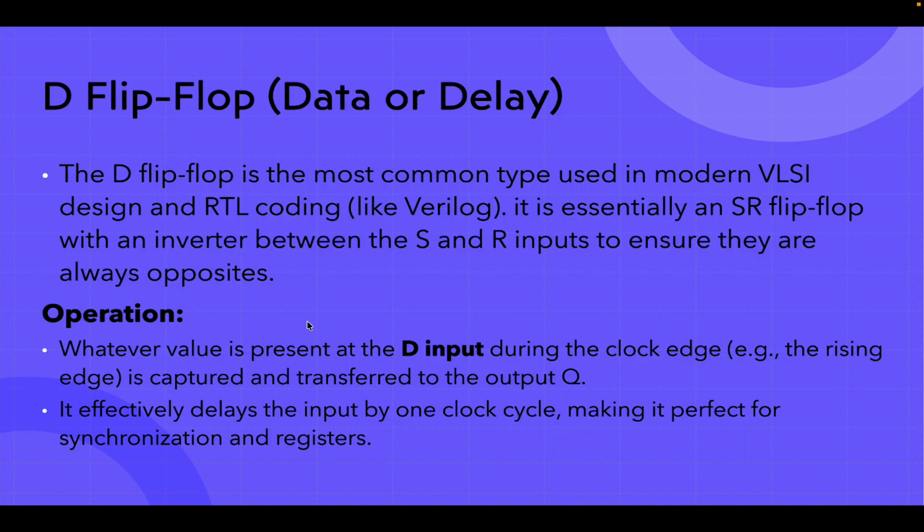The D flip-flop. The D flip-flop is a very common type of flip-flop. It's also called as delay flip-flop or data flip-flop. It is essentially an SR flip-flop itself, just with an addition of an inverter. Whatever value is present at the D input during the clock edge, it is captured and transferred to the output Q. It effectively delays the input by one clock cycle. So it is called as a delay flip-flop.